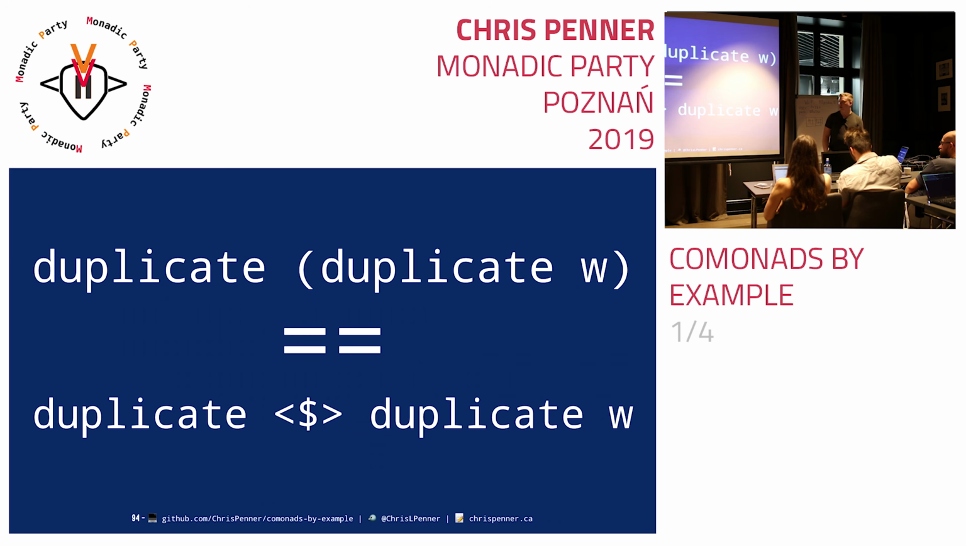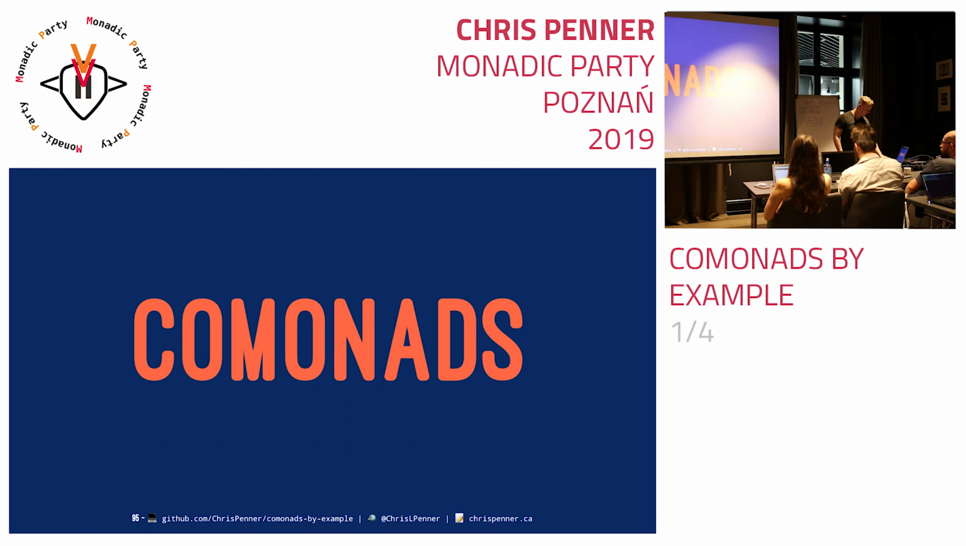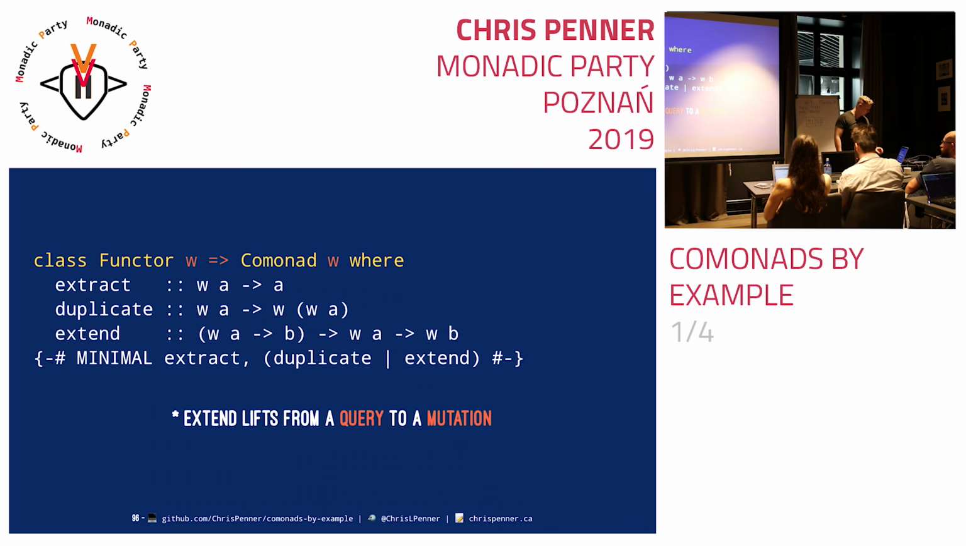And lastly, if we duplicate the outside structure and then duplicate it again, it's the same as duplicating the inside of a structure and then duplicating the outside. That one's not super intuitive, but it's still a law. It's still important. Okay, so here's actually the class. So you can see it's got a functor constraint, and we can make a comonad out of it.